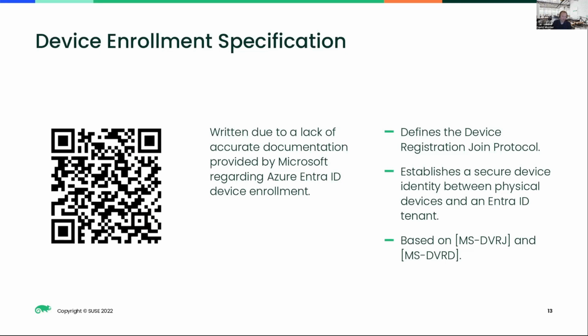I ended up writing my own device enrollment specification because the MS-DVRJ and MS-DVRD specifications are so inaccurate. You can access that through the QR code there. So yeah, I wrote that due to a lack of accurate documentation from Microsoft.